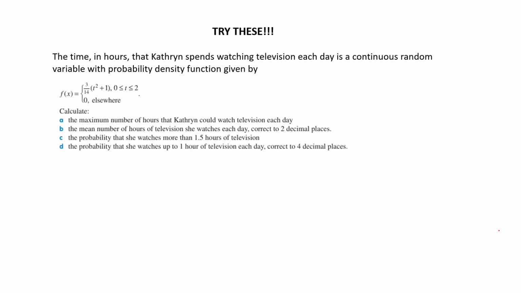So thank you for listening, and try this at home. The time in hours that Catherine spends watching television each day is a continuous random variable with a density function given by this function. So thank you so much for listening, and I hope everyone submits this. Try this during our class.